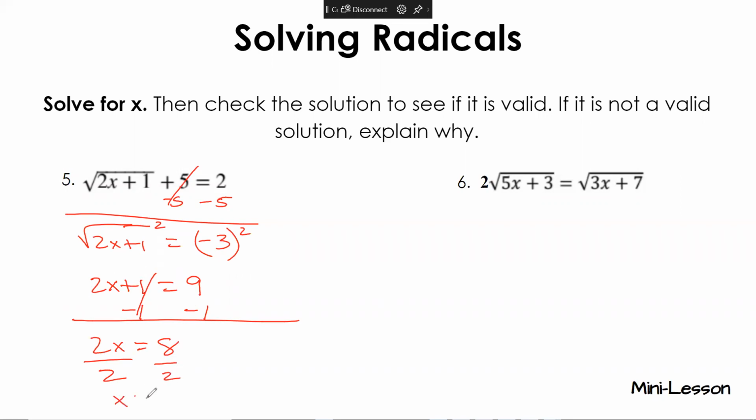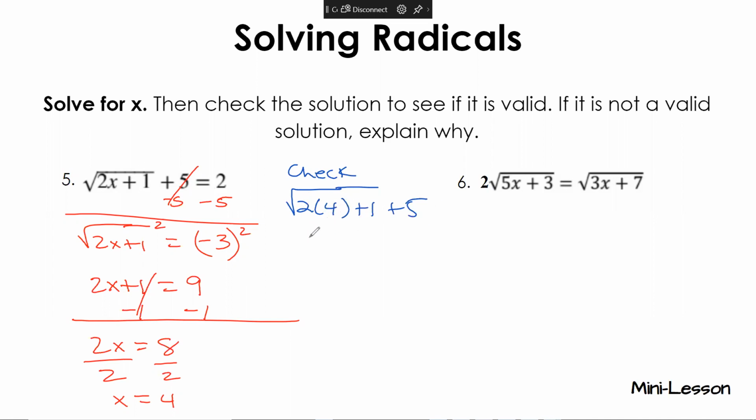Remember, we must check our work. So what we have to do is always plug back in. So we're going to check and we're going to plug 4 back into our original. So that's going to give me the square root of 2 times 4 plus 1, plus 5. We're trying to see if that's equal to 2. 2 times 4 is 8.